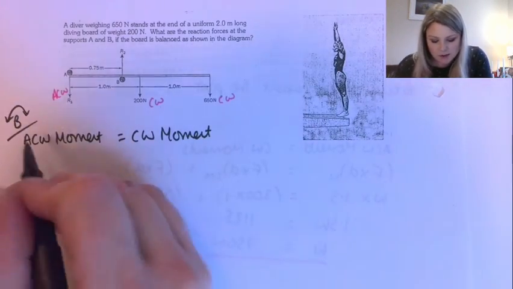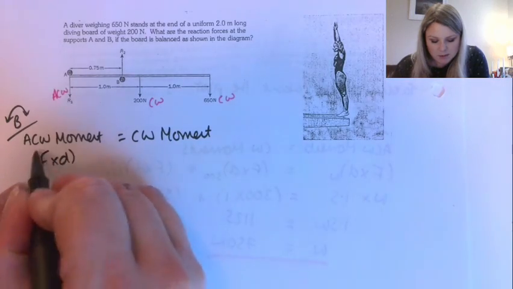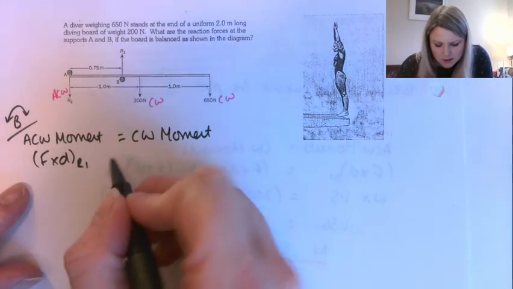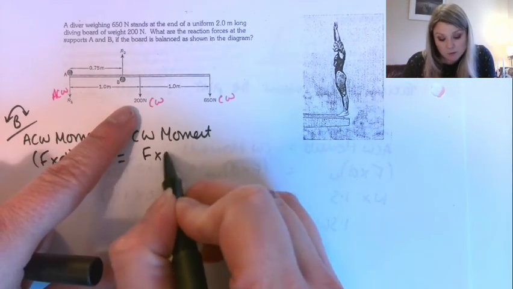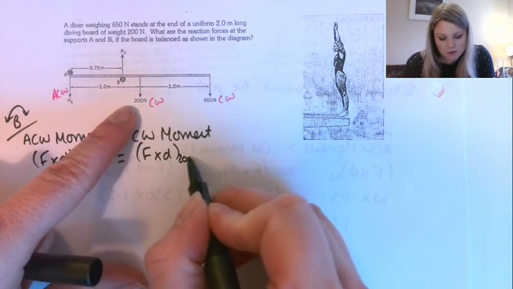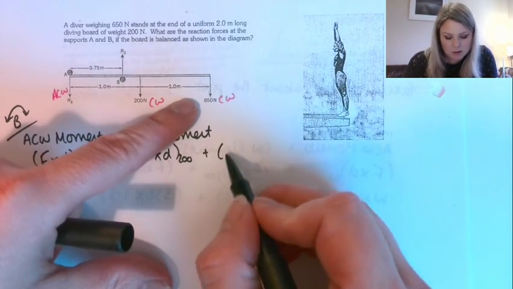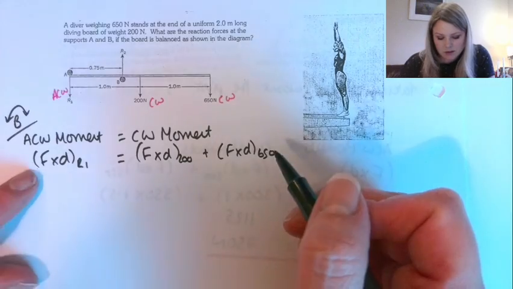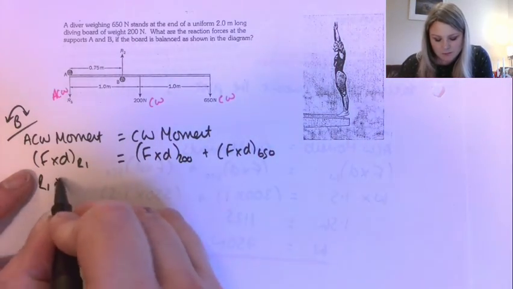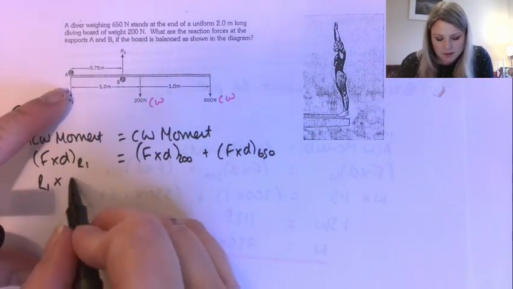So we only have one anti-clockwise, so we'll have the force multiplied by the distance for that wee R1, yeah. And then for our clockwise, we're going to have the moment, force times distance, for the 200, plus the moment for this one, so force times distance for the 650. Fill in our values. R1 is this force. Distance to the pivot is 0.75.